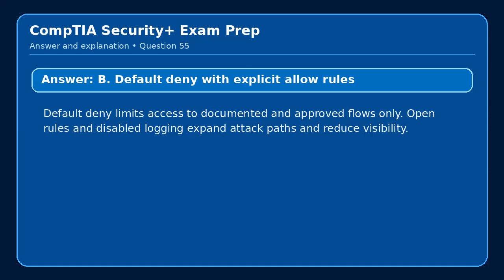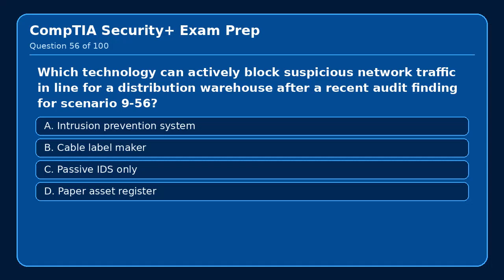The answer is C. Extended detection and response. XDR correlates telemetry across multiple security layers to improve detection and response. Inventory text, local utilities, and unmanaged switches do not provide cross-layer security analytics.